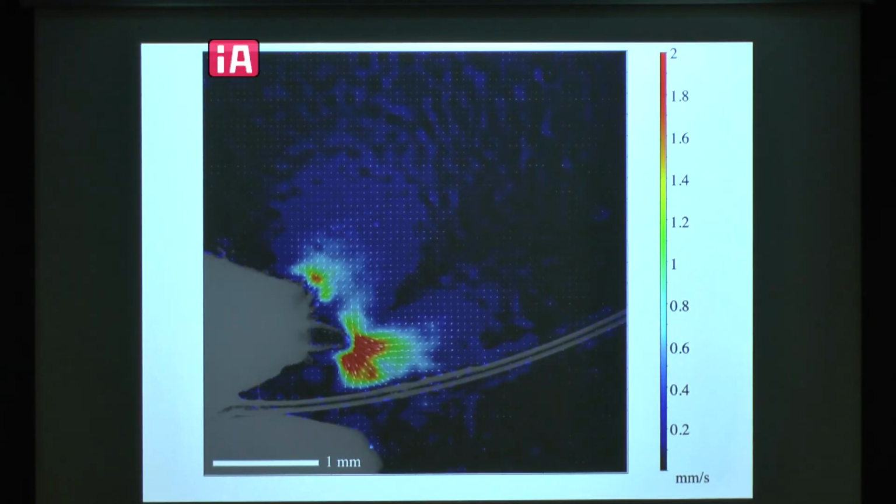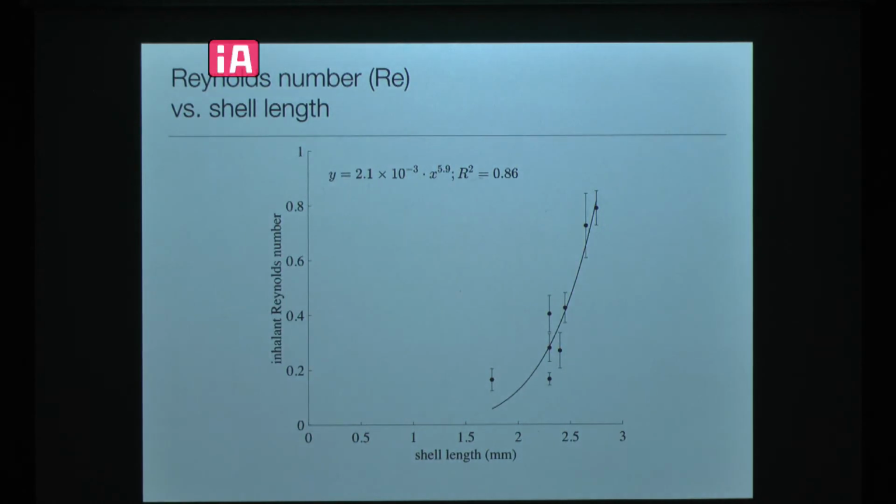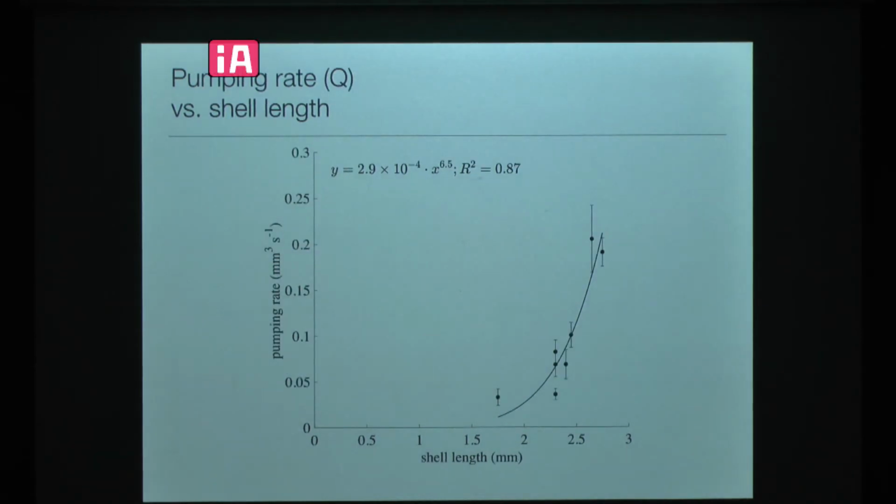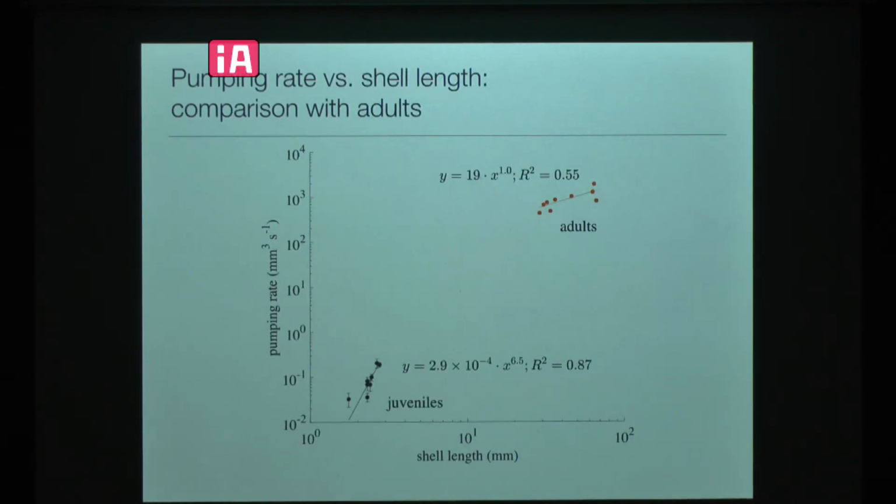And just as we did with the adults, we draw a transect, find the Reynolds number, and look at a range of shell lengths. So that relationship is shown here. And again, we calculate a pumping rate. And one thing to note here is, remember for the adults, the pumping rate scaled linearly with shell length. Well, here we have an exponent of 6.5, so clearly there's something very different going on here. And this becomes even more clear if you put the two together on a log-log plot.